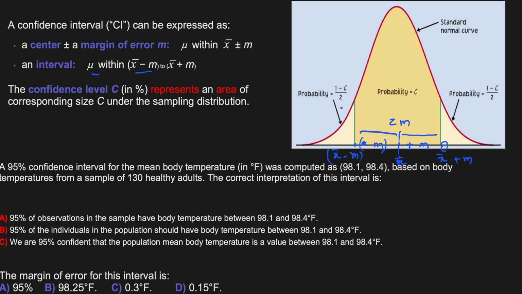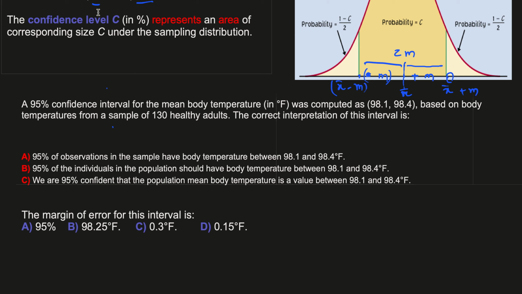So we had this question. The question asks us to look at the confidence interval interpretation, and then it's asking us to calculate the margin of error for the same question. The interpretation part is pretty simple, so I'm not going to go over that in detail.